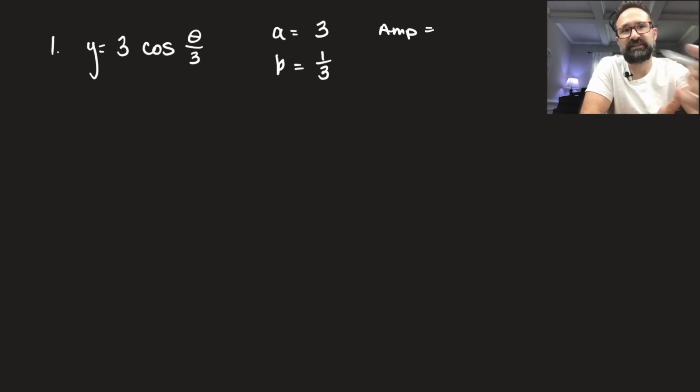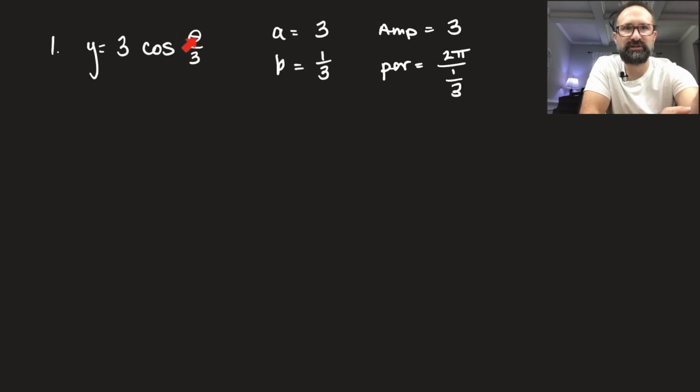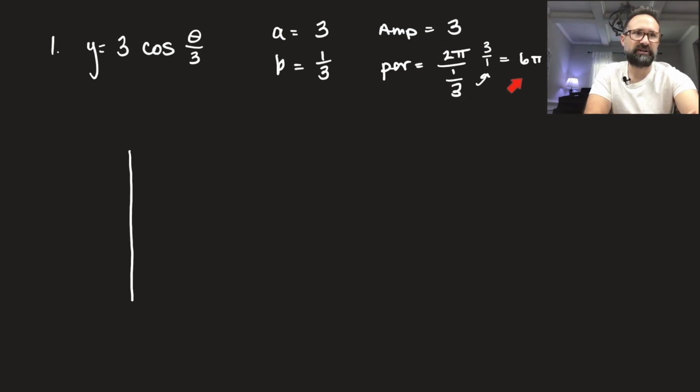Number 1, identify your elements. We're looking for the A and the B in the problems. A comes from the value up front, B comes from the value attached to your theta. Here we have 3 and 1/3. Second thing I'm going to do is figure out what the amplitude and the periods are. So we did this here.